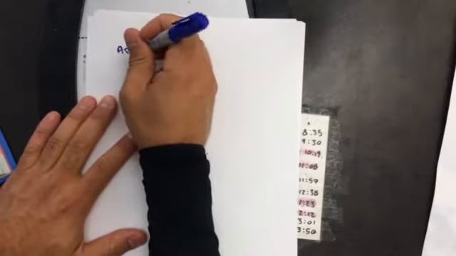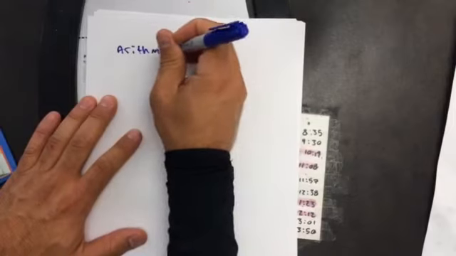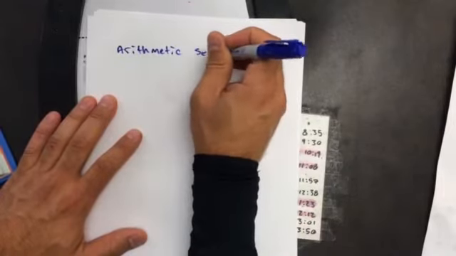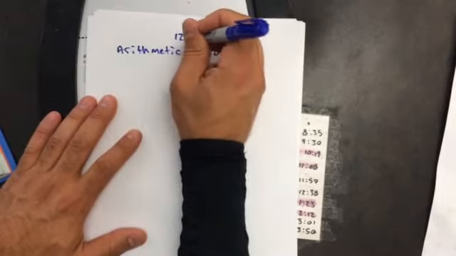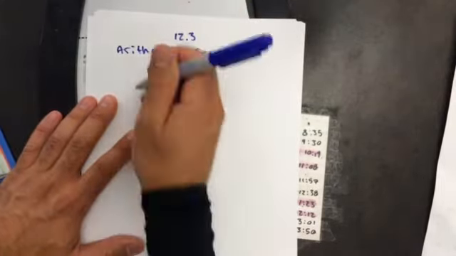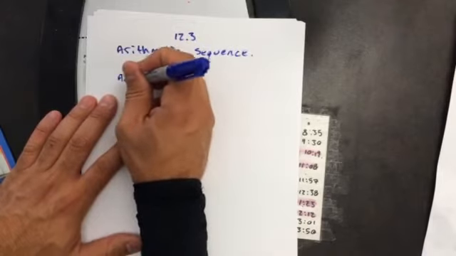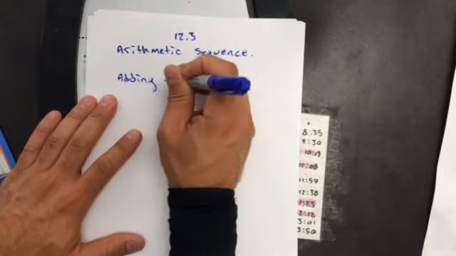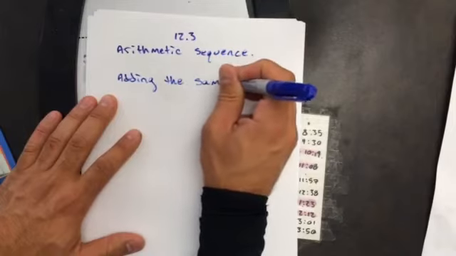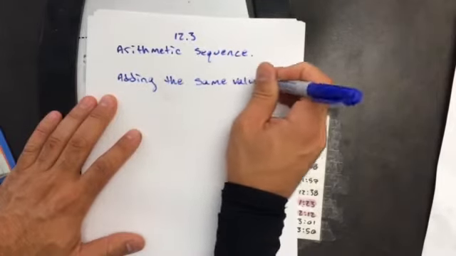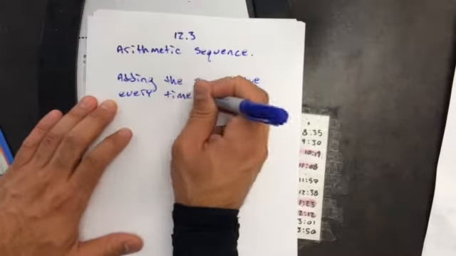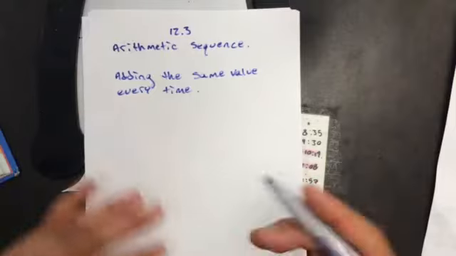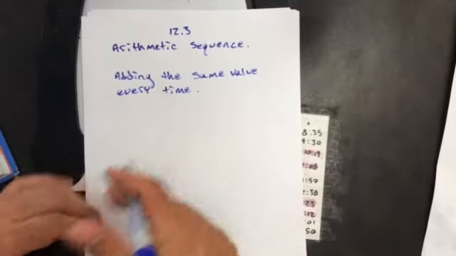All right, the term today is arithmetic sequence. And this is 12.3. All this means is adding the same value every single time. So we've already seen some of these, but now we're going to have a rule that's going to make it easier for us to write the rule.